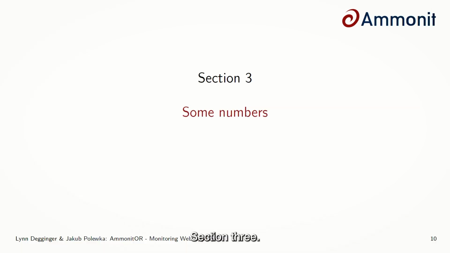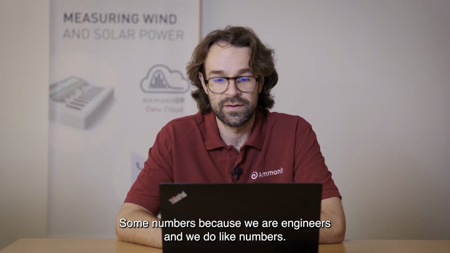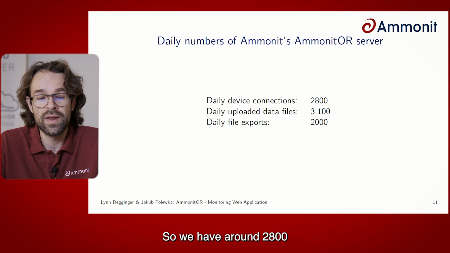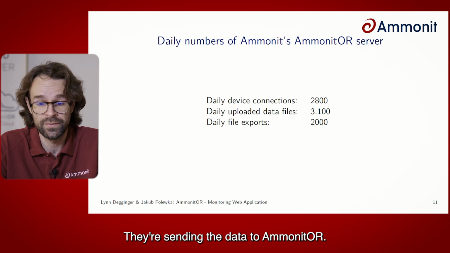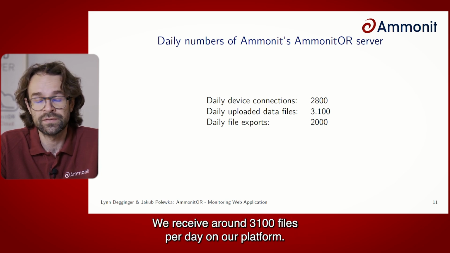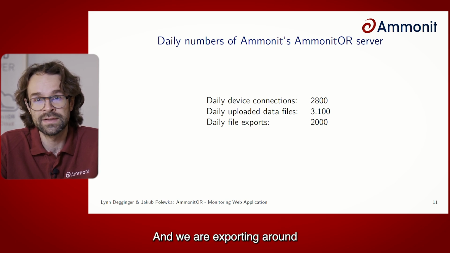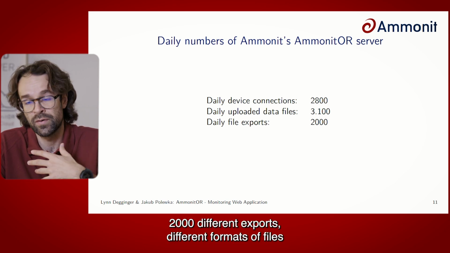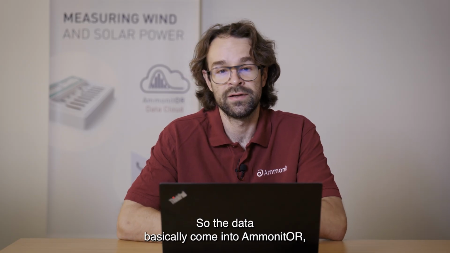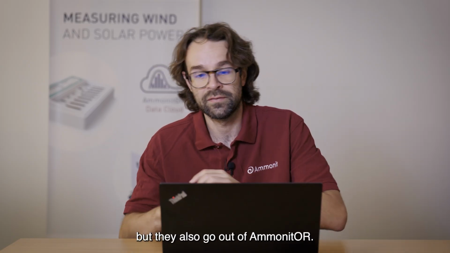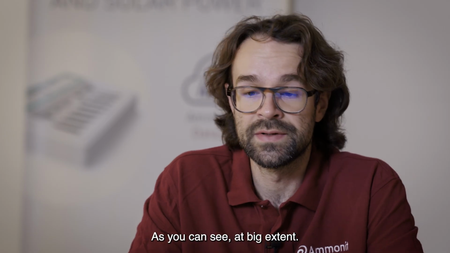Okay, section 3, some numbers, because we are engineers and we do like numbers. So we have around 2,800 devices that are connecting to AmmonitOR daily. They're sending the data to AmmonitOR. We receive around 3,100 files per day on our platform, and we are exporting around 2,000 different exports, different formats of files from AmmonitOR to our customers. So the data basically come into AmmonitOR, but they also go out of AmmonitOR to a big extent.